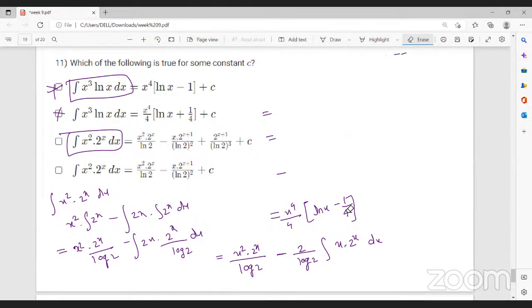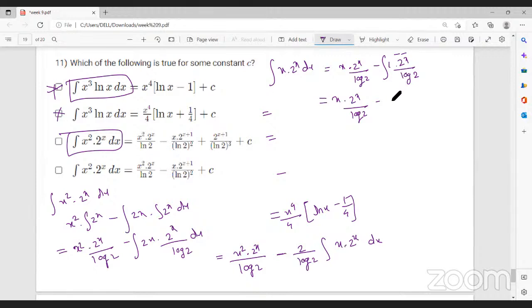So I will only solve this integral here now, that is, the integral of x into 2 to the power x dx, right? Yes. So again, same thing. First function is x, and the integral of 2 to the power x is 2 to the power x by log 2, minus the integral of the derivative of this first function, that is 1, into the integral of 2 to the power x, that is 2 to the power x upon log 2. Yeah. So if I solve this, x 2 to the power x upon log 2 minus the integral of again 2 to the power x upon log 2 square.